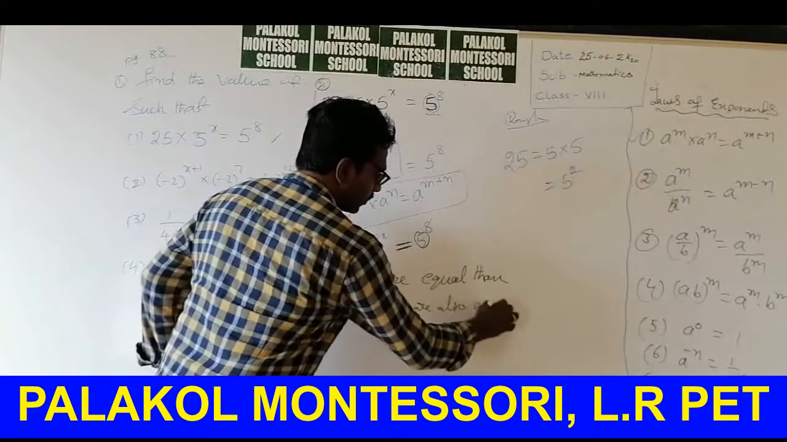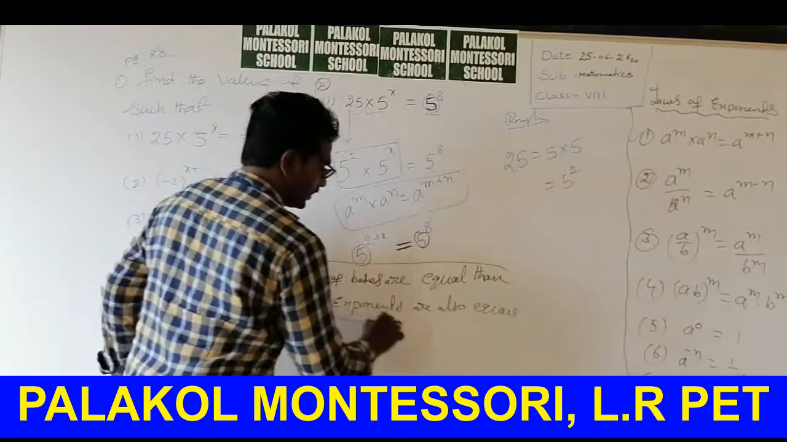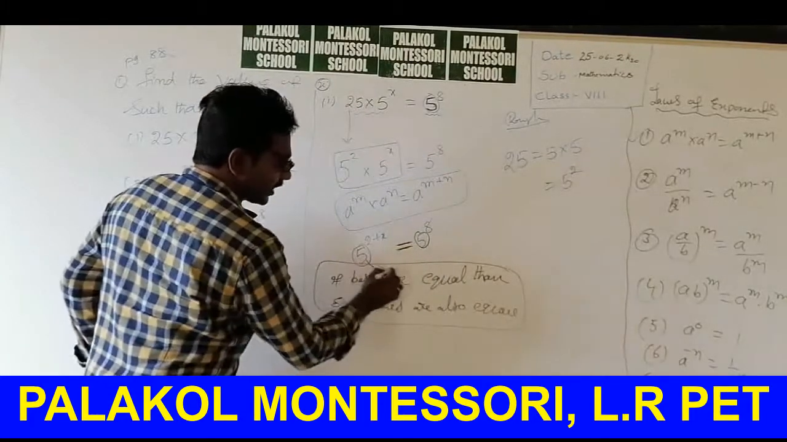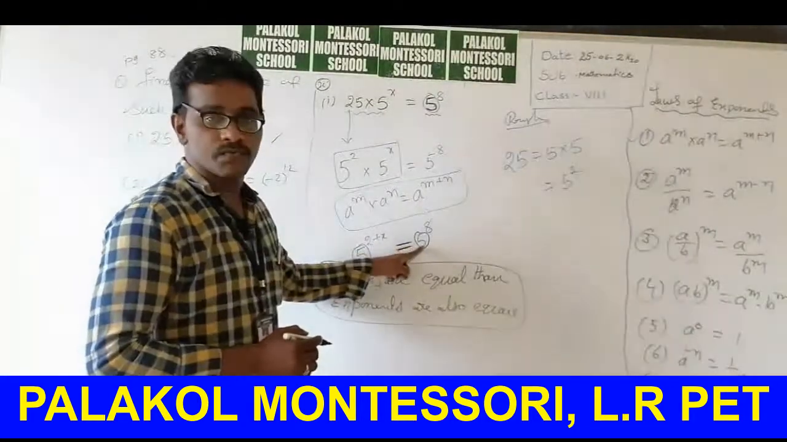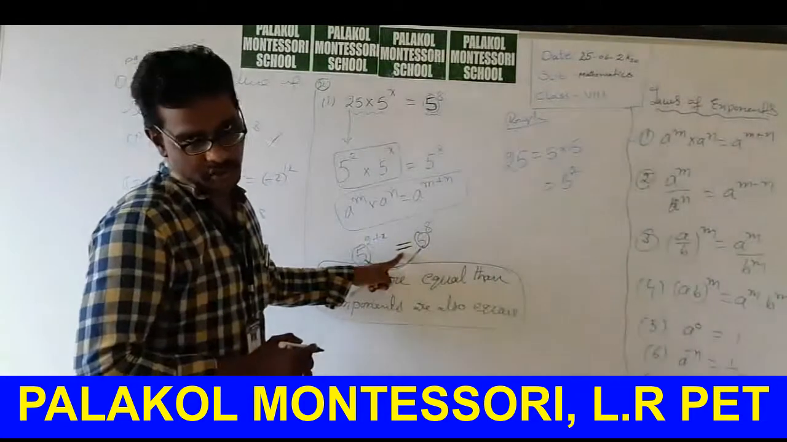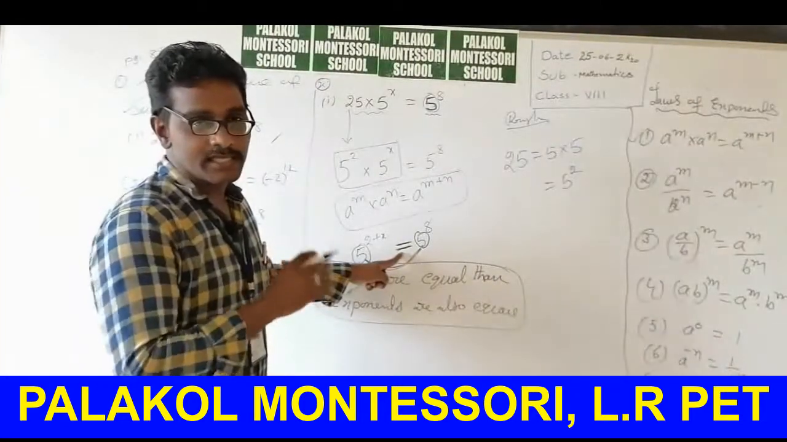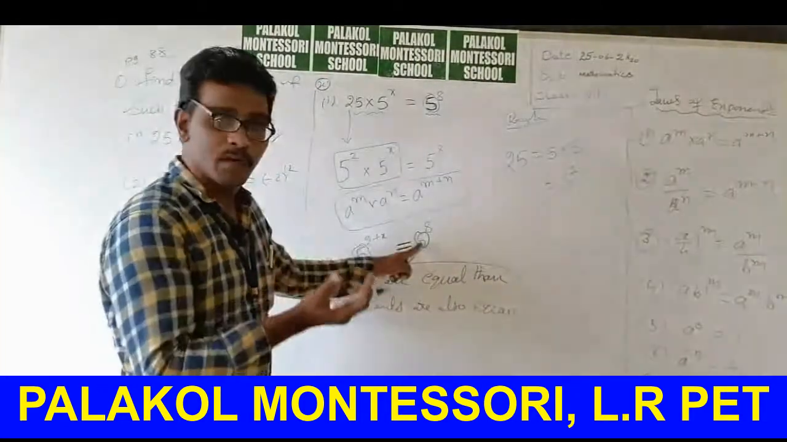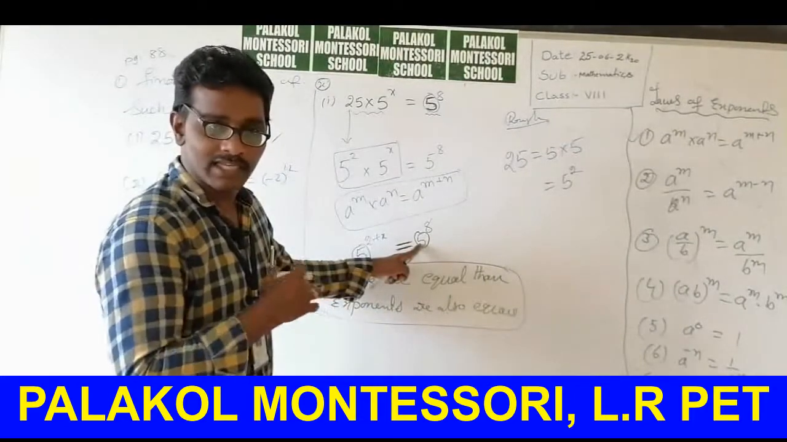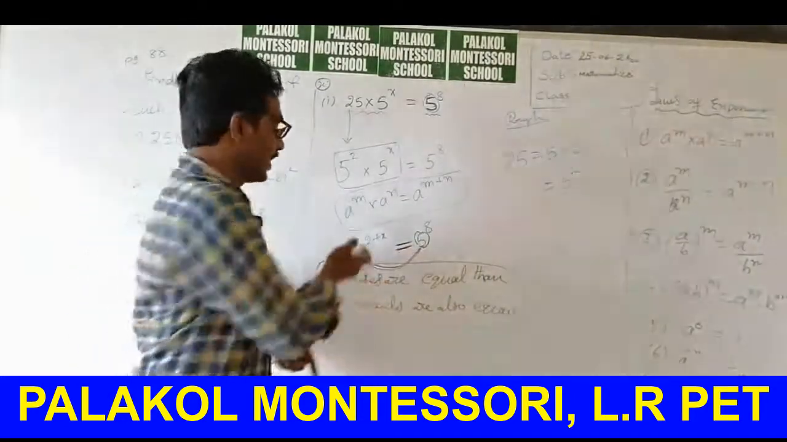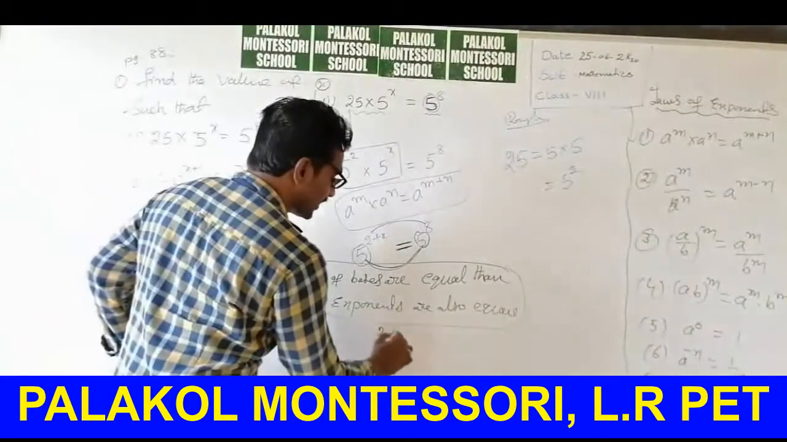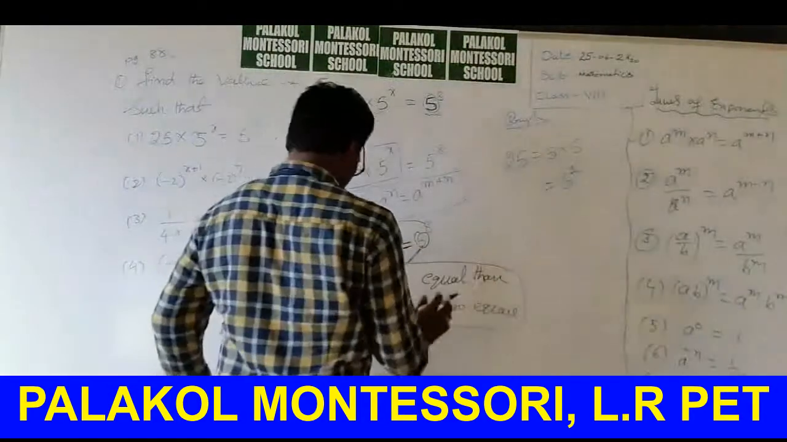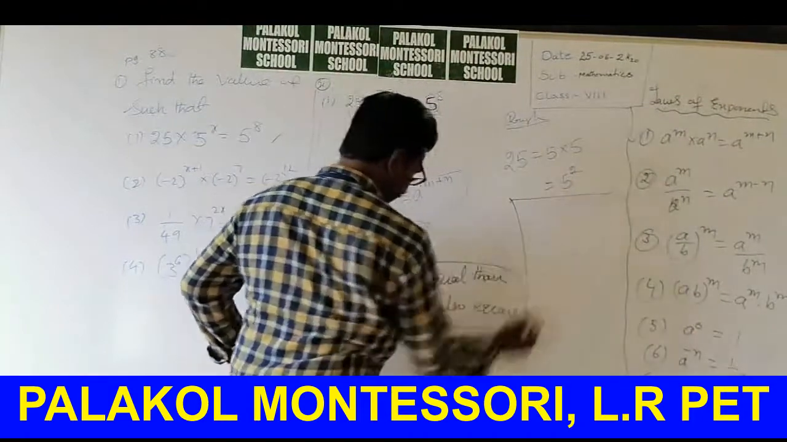So equal, guys, keep in mind the bases are equal here. See, this base is 5, this base is 5. Here the LHS part is a single exponent, the RHS part is a single exponent, and the bases are equal. That's why the powers are also equal. Simply, 2 plus x is equal to 8.